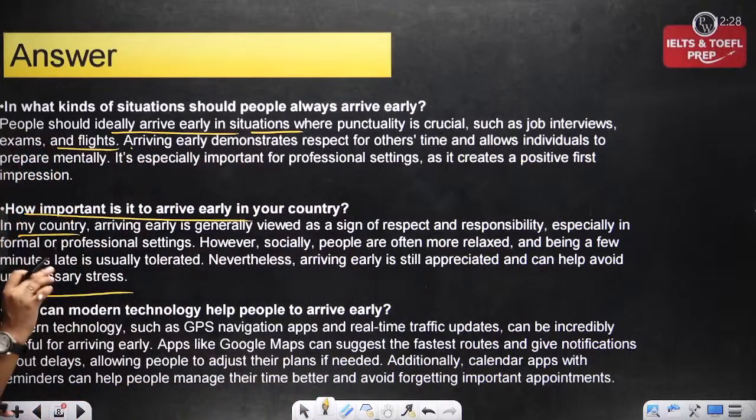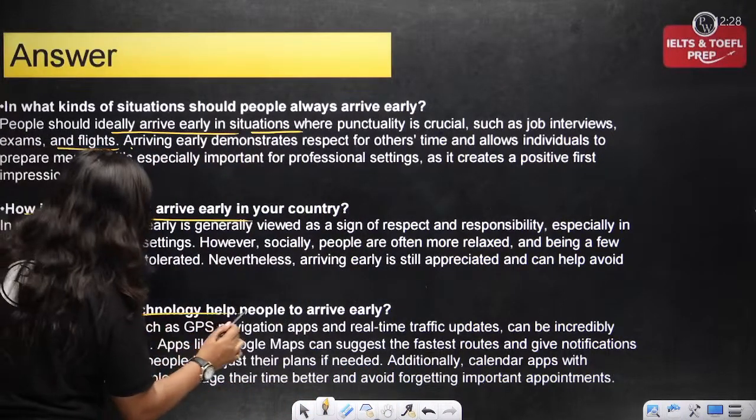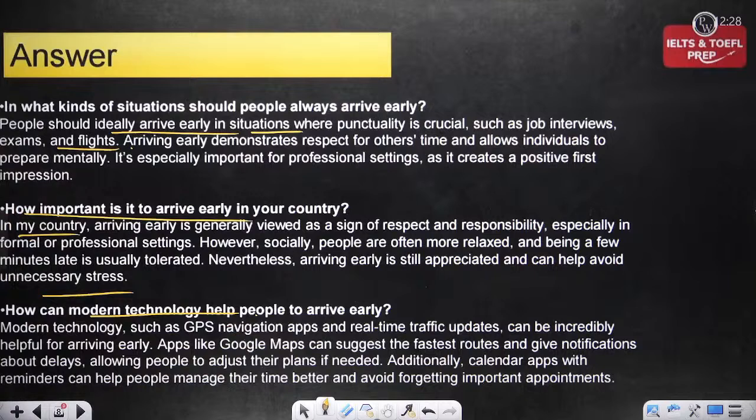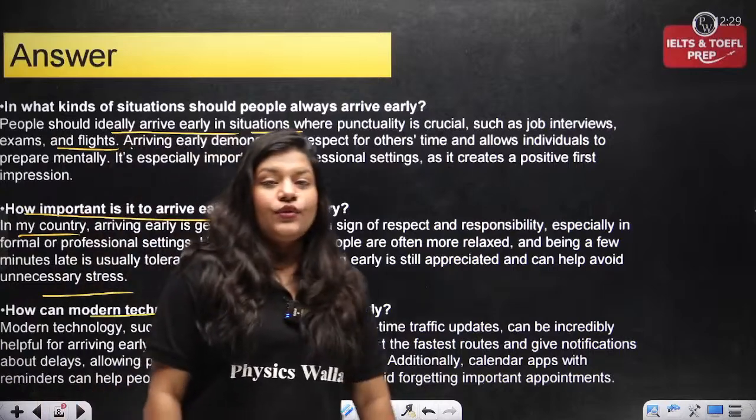ठीक है, चलो. How can modern technology help people to arrive early? Modern technology such as GPS navigation apps and real-time traffic updates can be incredibly helpful for arriving early. Apps like Google Maps can suggest the fastest route and give notifications about delays, allowing people to adjust their plan if needed. Additionally, calendar apps with reminders can help people manage their time better and avoid forgetting important appointments.